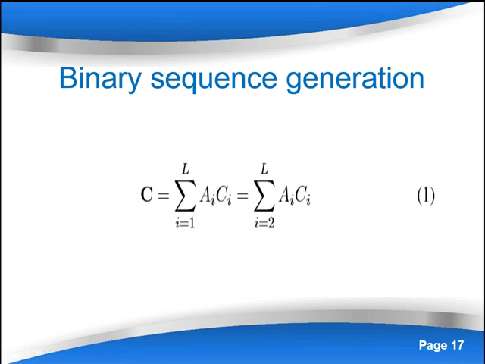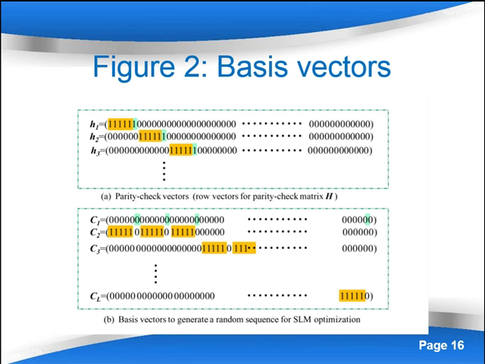For example, a random sequence is given as the summation of the multiplication of a_i's and c_i's, where a_i can be 1 or 0 since we are using a Galois field of 2. The best sequence which minimizes PAPR is selected from all possible candidate sequences. Basis vectors in figure 2 are constructed based on the Gallager parity check matrix.